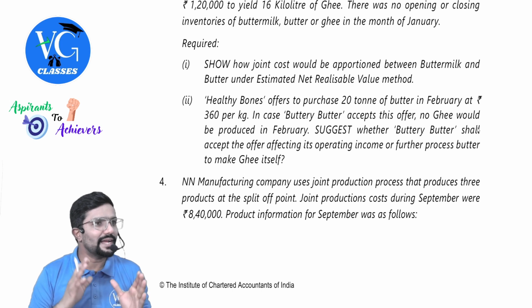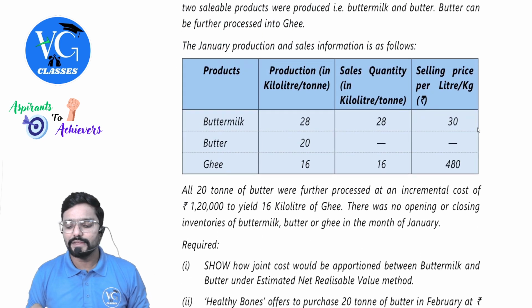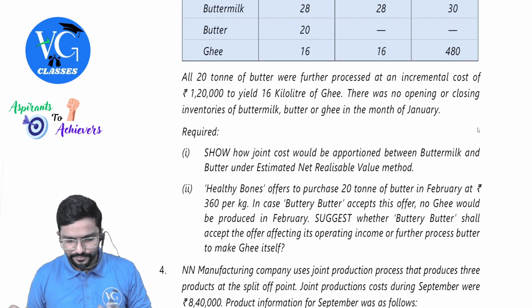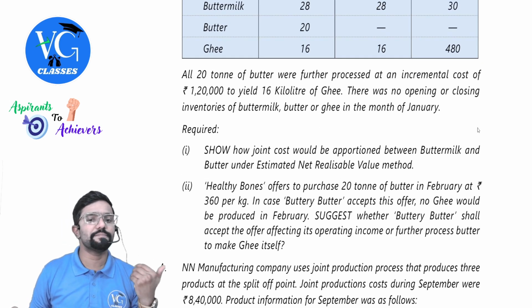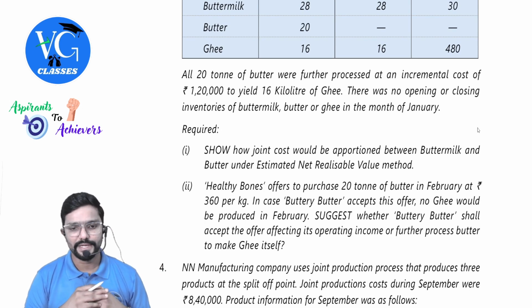So should they sell butter or should they process it into ghee and sell it? If they sell ghee, they will get this much. If they sell butter, it is 20 into 360 per kg, which they are offering. So should they go for it or not is what they are asking.